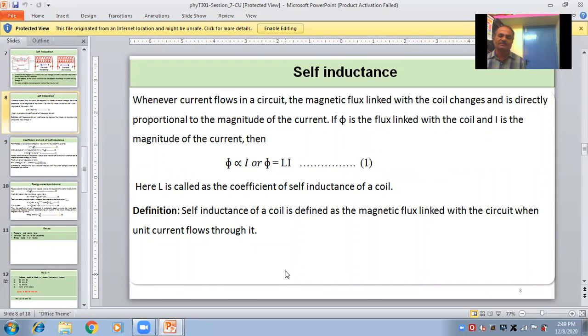Definition: self-inductance of a coil is defined as the magnetic flux linked with the circuit when unit current flows through it. So you can write this equation as L equals phi by I. When I goes to 1, L becomes phi. That means self-inductance is equal to the flux linkage when the current becomes 1 ampere, or unity.